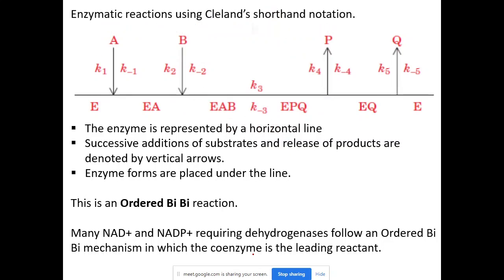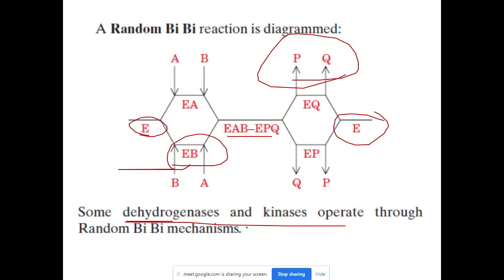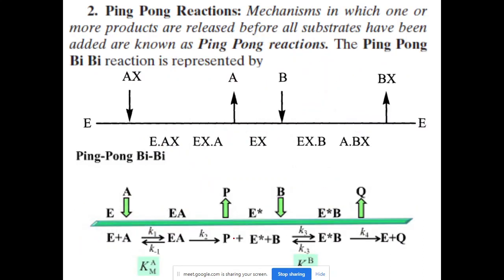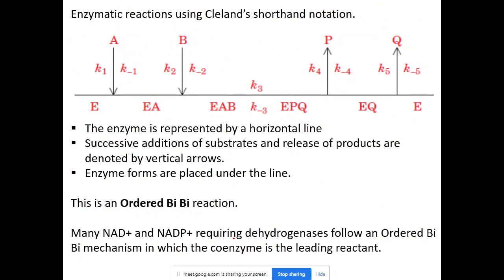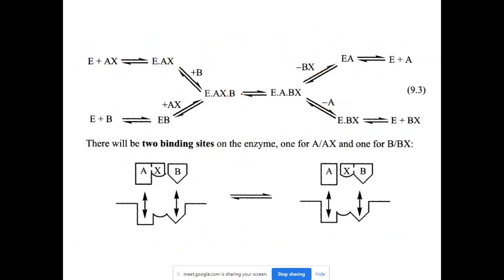Some dehydrogenases and kinases operate through the random bi-bi reaction. So this is an example of this. In the previous case, it was also dehydrogenases. In this case, there are dehydrogenases plus kinases. They also follow the random bi-bi mechanism. So if you remember initially, multi-substrate or bi-substrate reactions can fall under two different categories. One is sequential. So far we have seen what a sequential reaction is. Now we move into the ping pong reaction, or the double displacement mechanism. Remember, the difference is that in a sequential reaction only one displacement happens, one functional group displacement, whereas in the ping pong there is a double displacement.